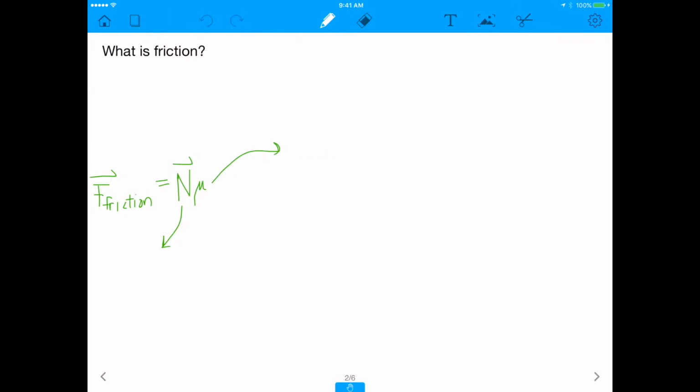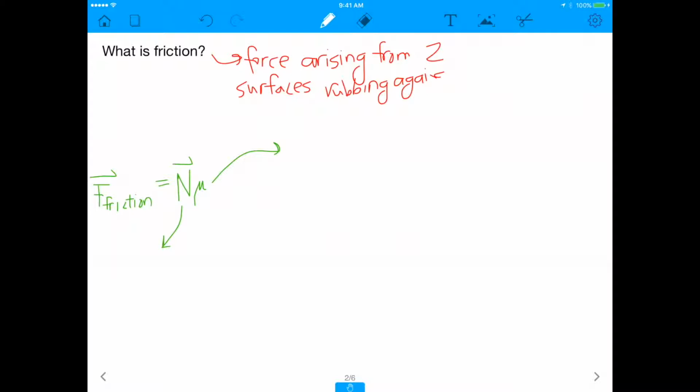Before we can get into any of this, let's talk about what friction actually is. Friction is basically a force arising from two surfaces, in this case the tire and the road, that rub against one another.